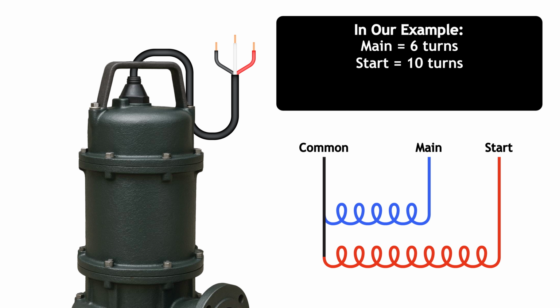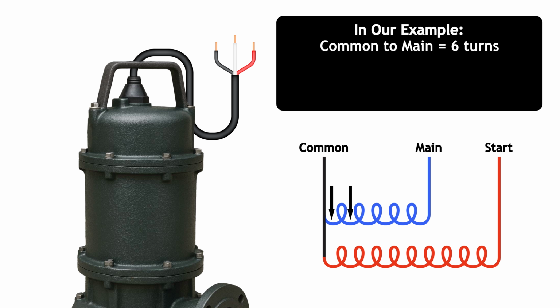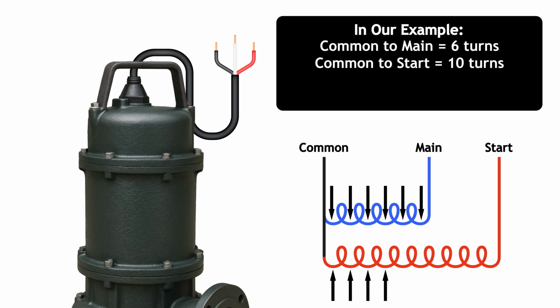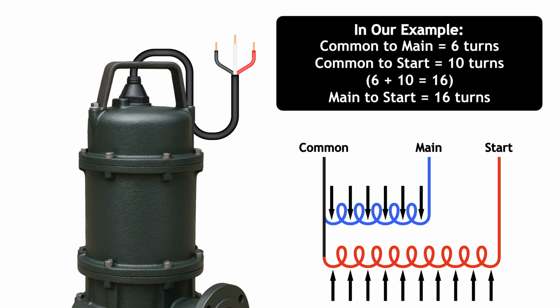In our example, main winding equals 6 turns. Start winding equals 10 turns. Let's count the effective number of turns when comparing winding pairs. Common to main equals 6 turns. Common to start equals 10 turns. Main to start equals 16 turns.